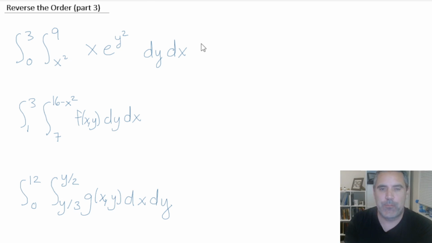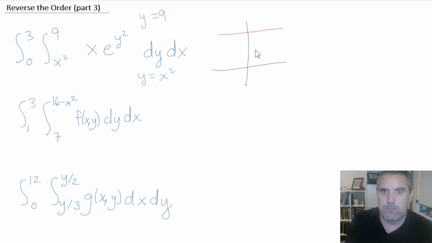Let's go here. So watch my previous videos if you still are having trouble with this topic, but it's all about drawing the region. This describes a region. These inner bounds tell me the function. So this is saying that the top is y equals 9 and the bottom is y equals x squared. So those are the things I immediately graph: y equals 9, y equals x squared. And I'm going to shade between them.